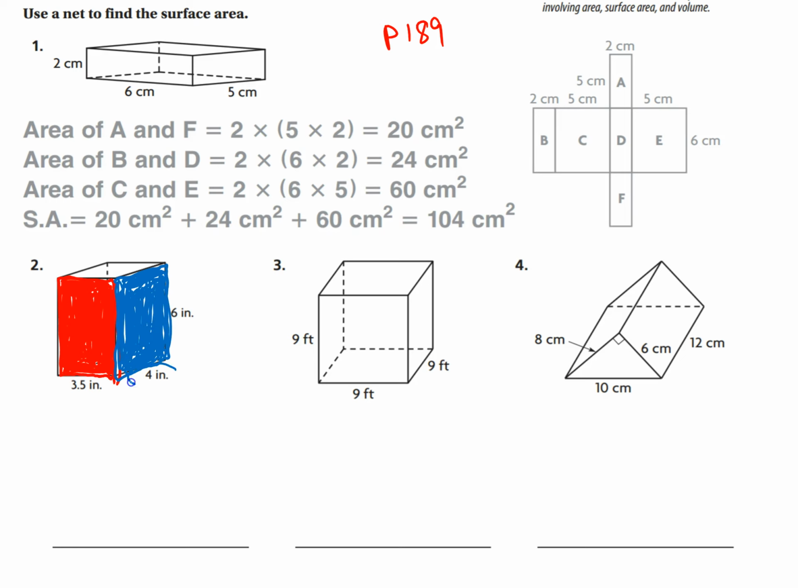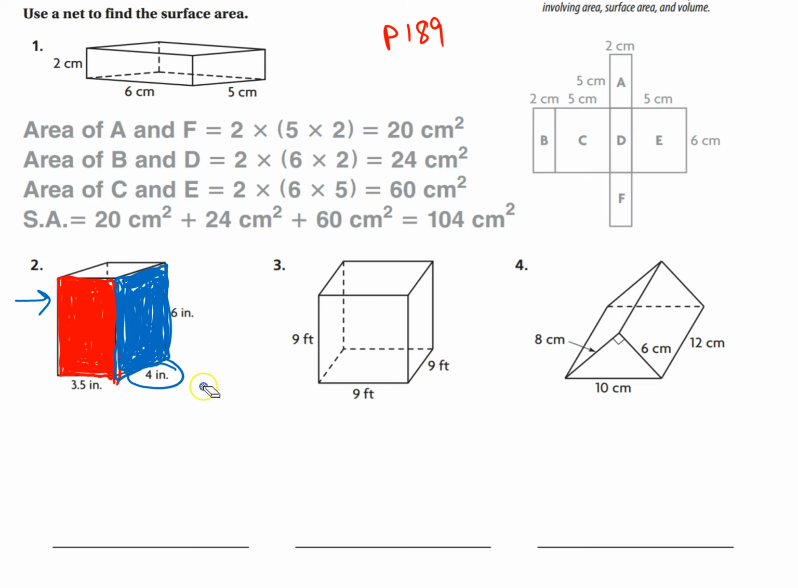So this rectangle is 4 by 6. So 4 times 6. Get that answer, and then multiply it by 2 because there is a right side and a left side. So you'll get that answer. I'm going to erase my work. You never erase your work.